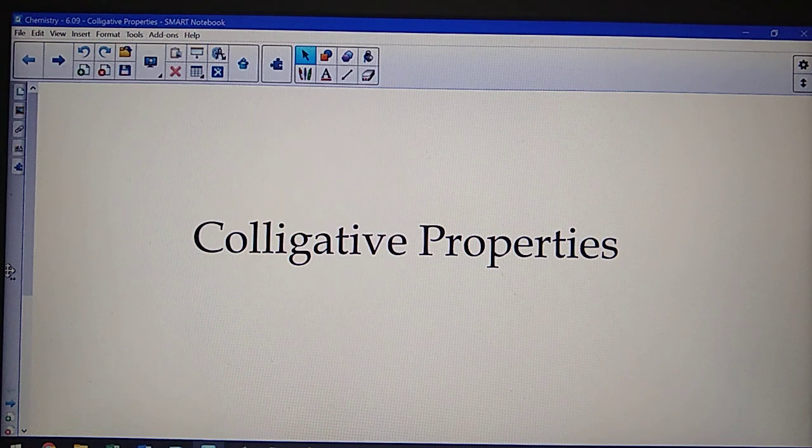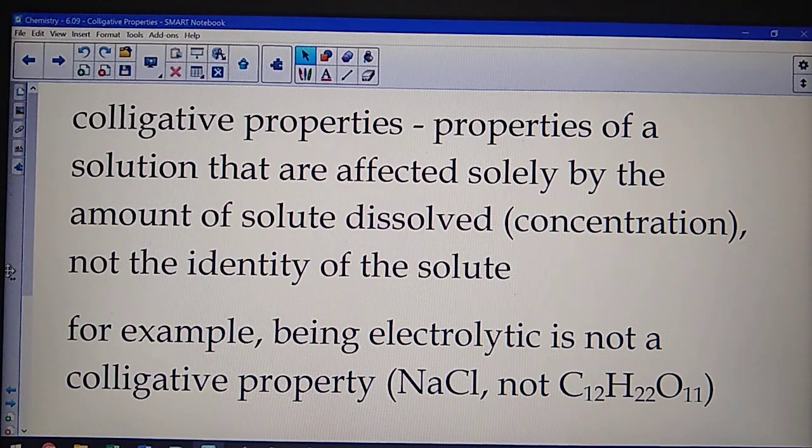Hello. Let's talk about colligative properties. Colligative properties are those properties of a solution that are affected solely by the amount of solute dissolved, but not the identity of the solute. Basically, it's things that are affected by how much you dump in, not what you dump in. The more you dump in, the more it's affected. But anything will do.